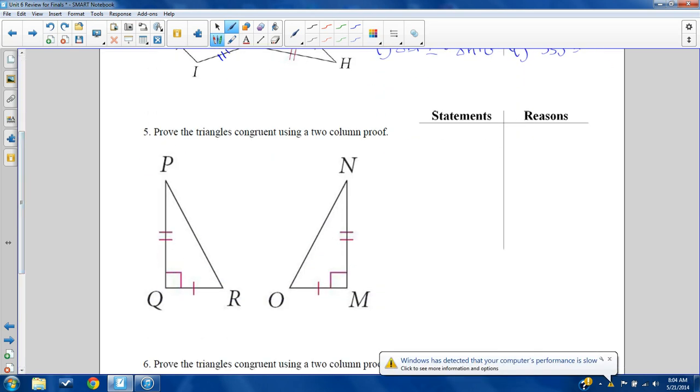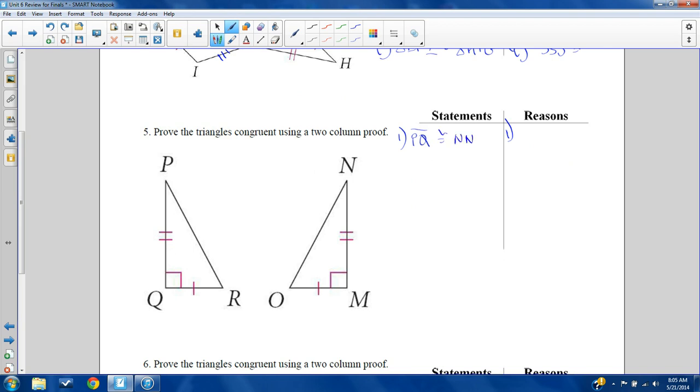Okay, 5, prove the triangles congruent using a 2-column proof here. Now just because you have right triangles doesn't mean you have HL. I'm going to debunk that right now, and in this case that's exactly what that is. Segment PQ is congruent to segment NM, given, and I hate that they gave us all that. Well, I don't hate that, but these ones are kind of too easy. Angle Q is congruent to angle M.